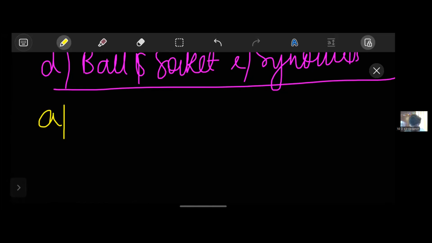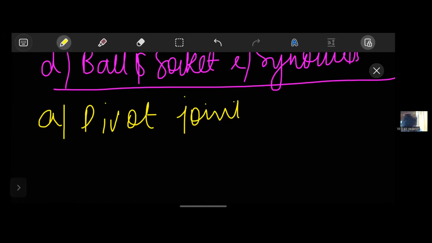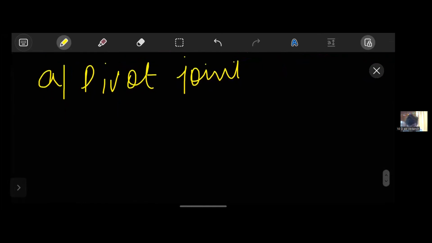Now, let us talk about pivot joint. Pivot joint is like one bone rotating over a pivot of the other, like how the skull is rotated. How can I explain this? Okay, let us take a cycle. Okay, let us take a bicycle.